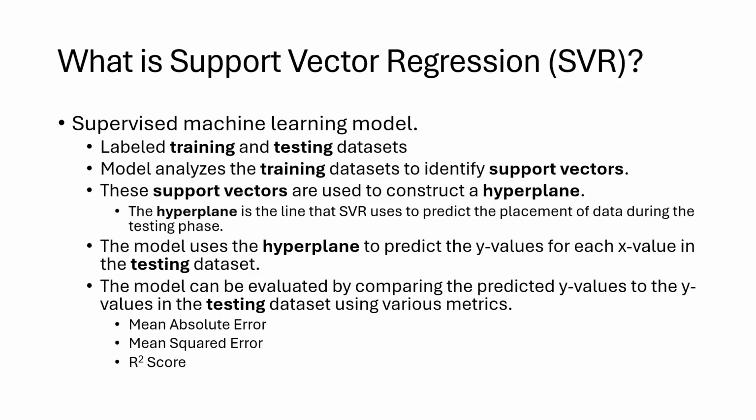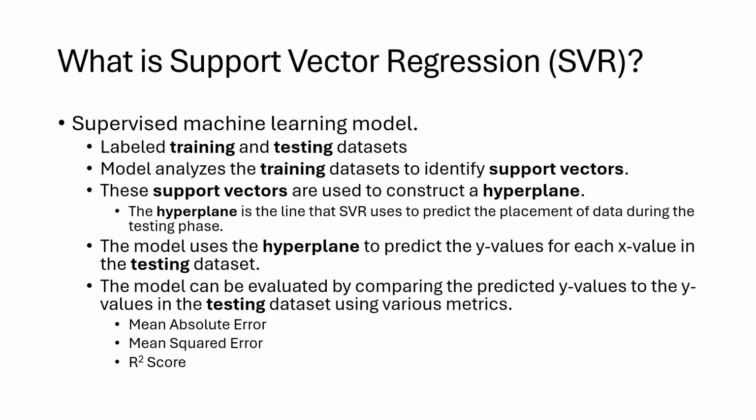SVR is a supervised machine learning model, which means that it uses labeled training and testing data sets. The model will analyze the training data sets to identify the support vectors. These support vectors are used to construct what is called a hyperplane, which is used by SVR to predict the placement of data during the testing phase.